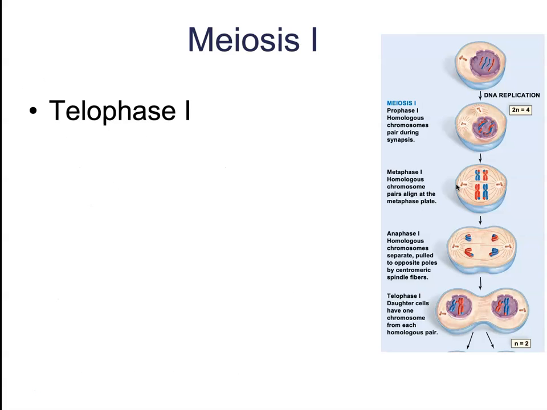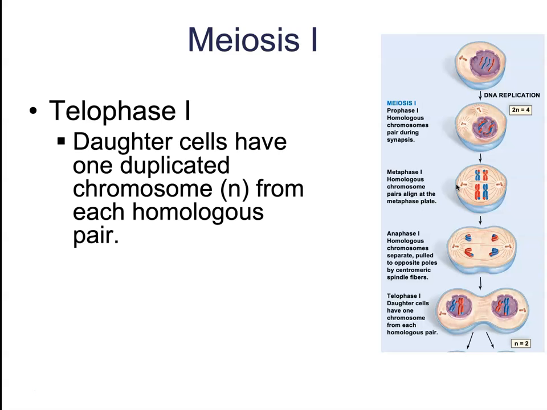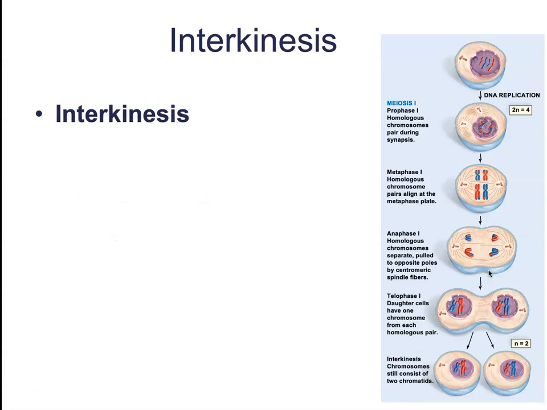We then need to go into telophase 1. In telophase 1, it's going to look very similar to telophase in mitosis. We're going to just rebuild a nucleus around each of our daughter nuclei. So those daughter cells have 1 duplicated chromosome from each homologous pair.